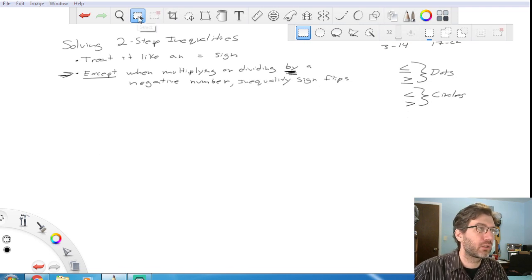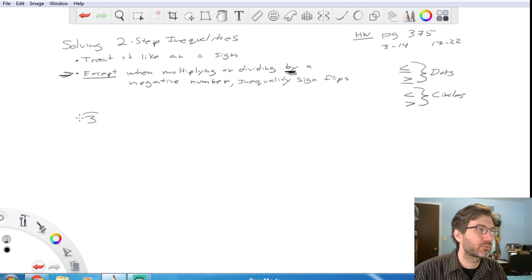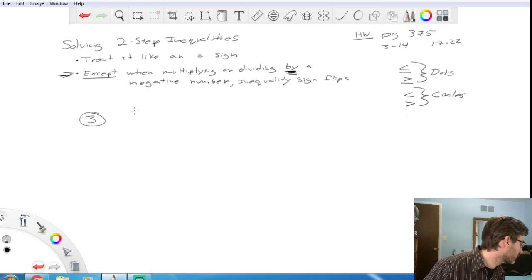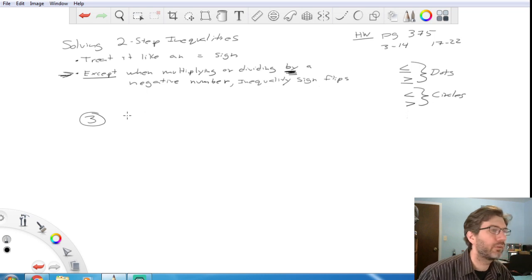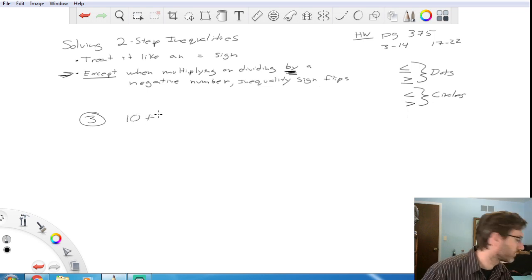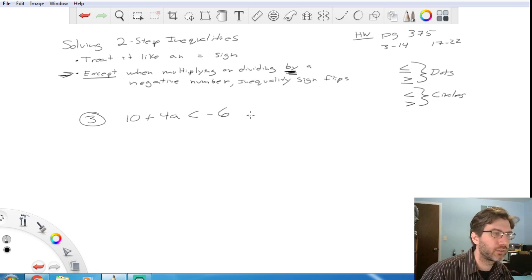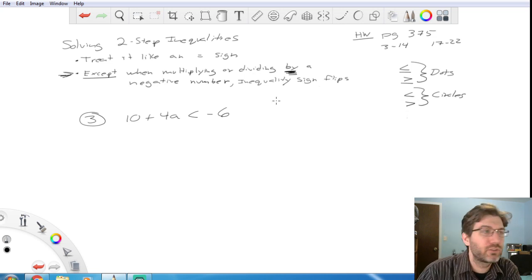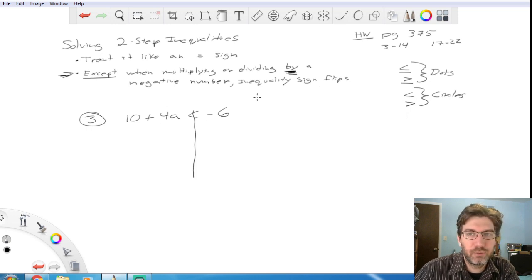So let's look at number 3 as another example. Number 3 says 10 plus 4a less than negative 6. So again, I'm going to treat this just like that's an equal sign, and do all the algebra I've been doing all week. But I'm also going to pay attention to if I ever multiply or divide by a negative number here. So I'm going to bring this 10 over. That's a positive 10.